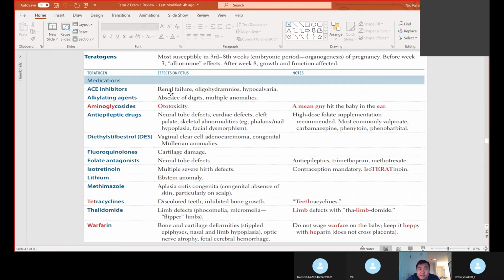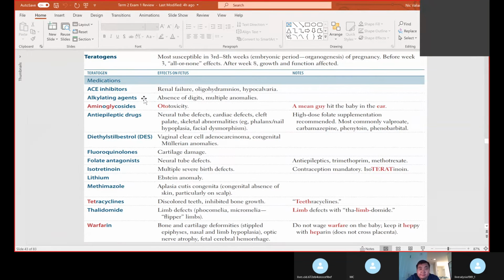High yield, know the teratogens. ACE inhibitors. Example of a drug, your ACE inhibitors: lisinopril, captopril. Anything that ends in pril. Effects on the fetus: renal failure, oligohydramnios.